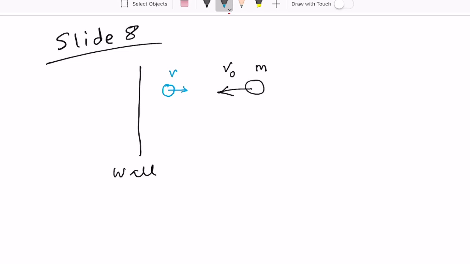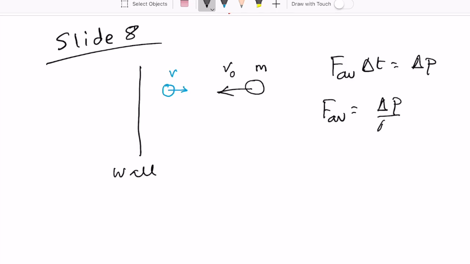Now we have this equation, F average times delta t equals delta p, right? So F average would be delta p divided by delta t. Delta p is just the change in momentum, and delta t is the time over which that change in momentum happens, which means the time that the force acts. So let's calculate this.